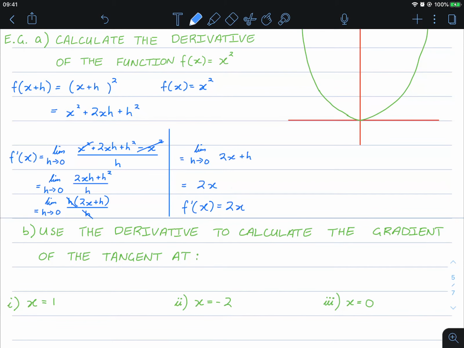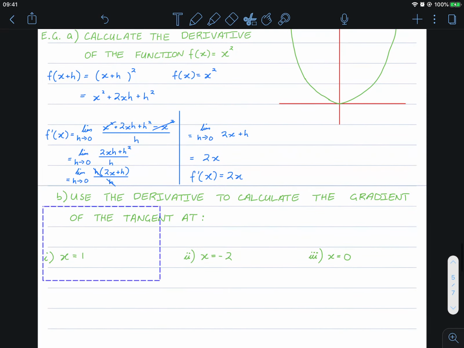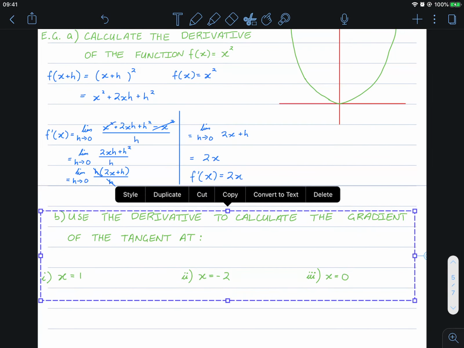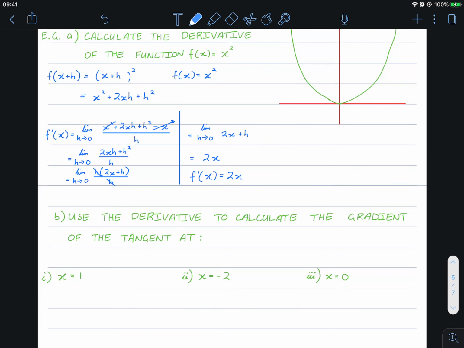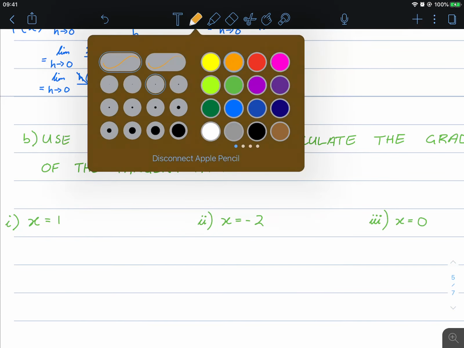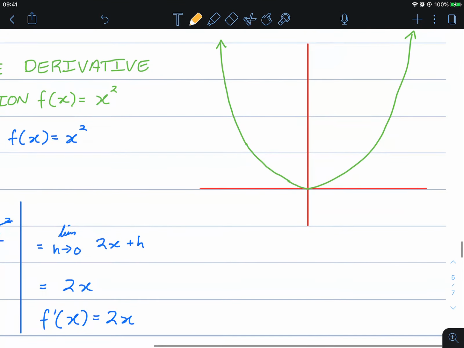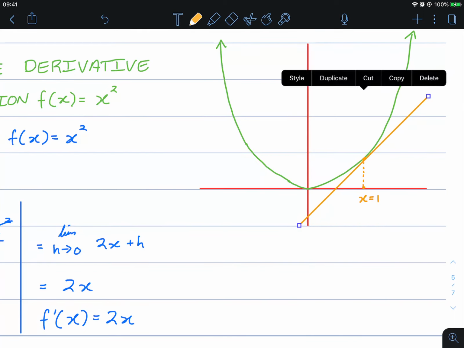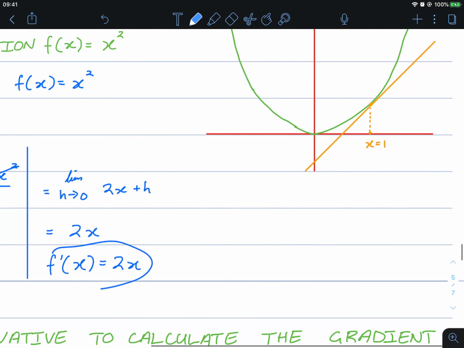And I'll demonstrate to you what this actually does. Let's create some more space here. Now, using the derivative, let's calculate the gradient of the tangent at x equals 1. Visualizing this first, what this means is we're going to go to x equals 1. So let's say it's about here. We're going to now go up and draw a point there. And at that point, we want to draw a tangent. And now, in order to measure the gradient of this tangent, we actually just use the derivative.